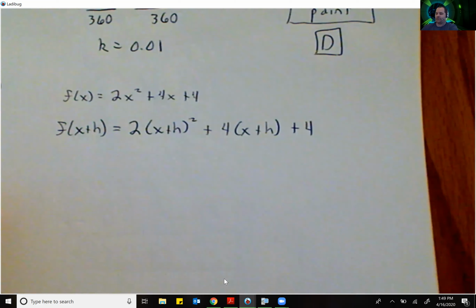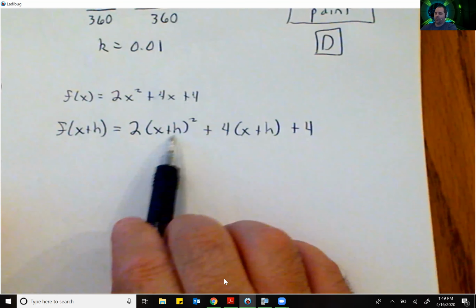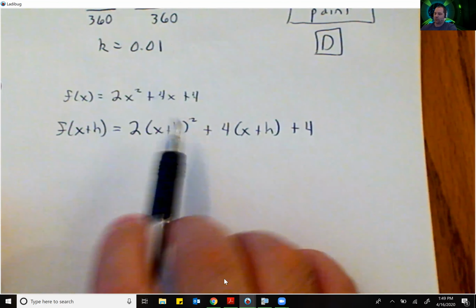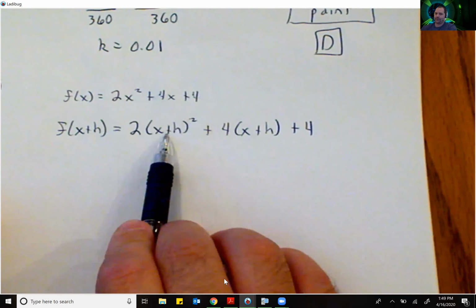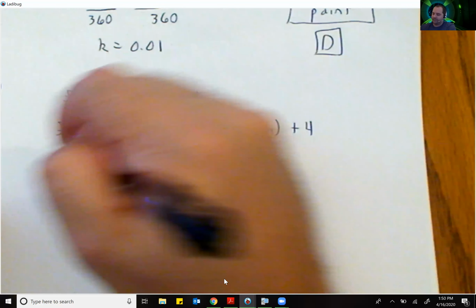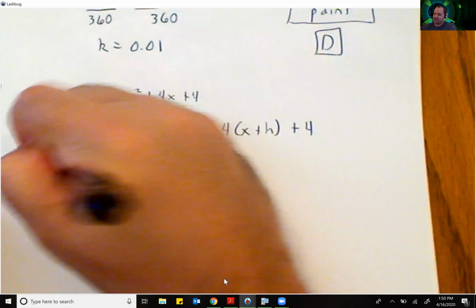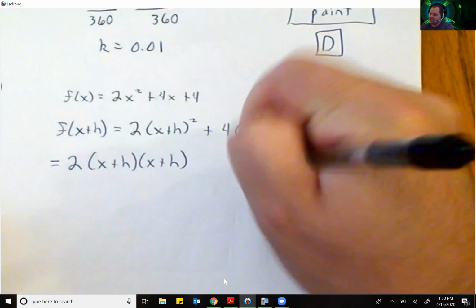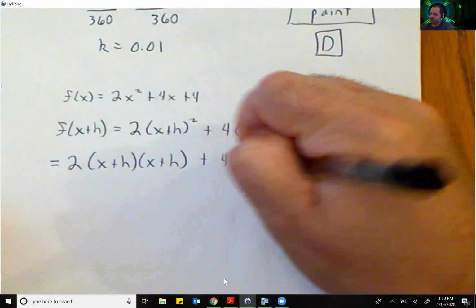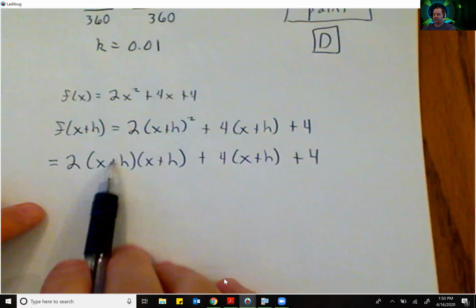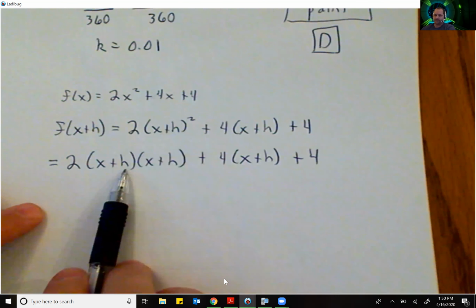So we're going to need to square this. Now, remember, we are not distributing the square through. That is incorrect. What does this square mean about that? X plus H times X plus H. That's right. We have 2 of them. So it's 2 times X plus H times X plus H plus 4 X plus H plus 4. That's what it really looks like when we expand this out. You need to expand this out because we have to FOIL.